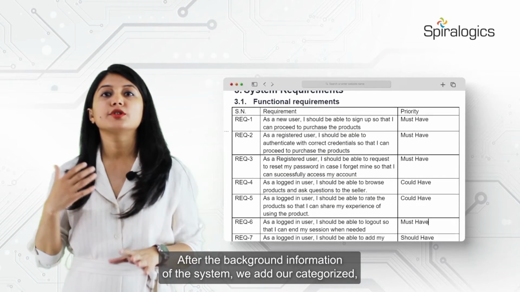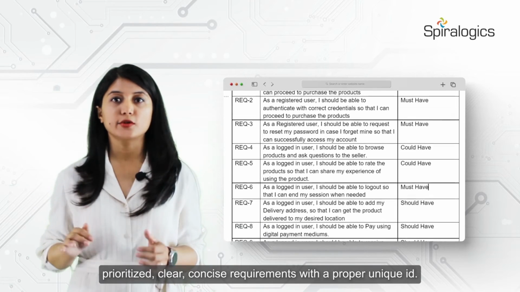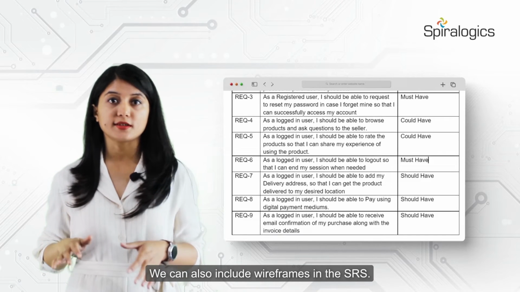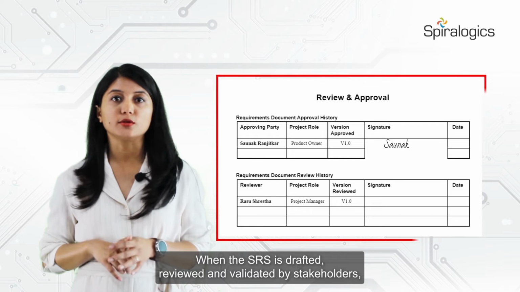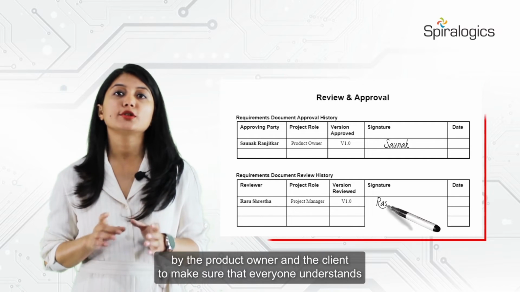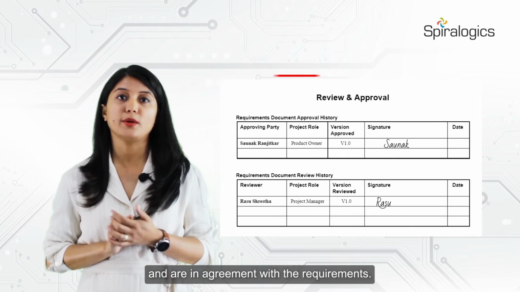After the background information of the system, we add our categorized, prioritized, clear, concise requirements with a proper unique ID. We can also include wireframes in the SRS. When the SRS is drafted, reviewed and validated by stakeholders, it needs to be properly signed by the product owner and the clients to make sure that everyone understands and is in agreement with the requirements.